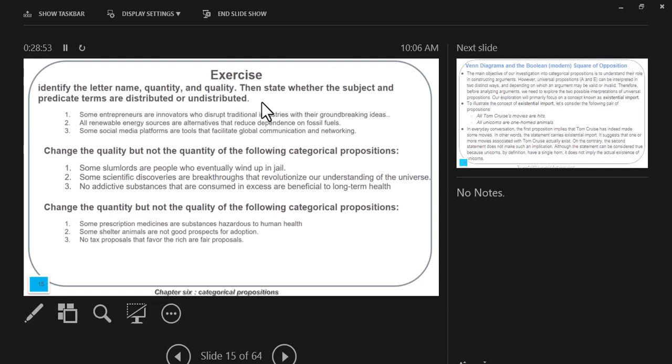All tax proposals that favor the rich are fair proposals. No, incorrect. Change the quantity. Some tax proposals that favor the rich are fair proposals. Are not fair. And not rich fair proposal. Yes, correct. Fair proposal. Very good. Yes, that's it. You need to pay particular attention to make sure that the subject, predicate, copulas, and quantifiers are correctly translated. Yes.